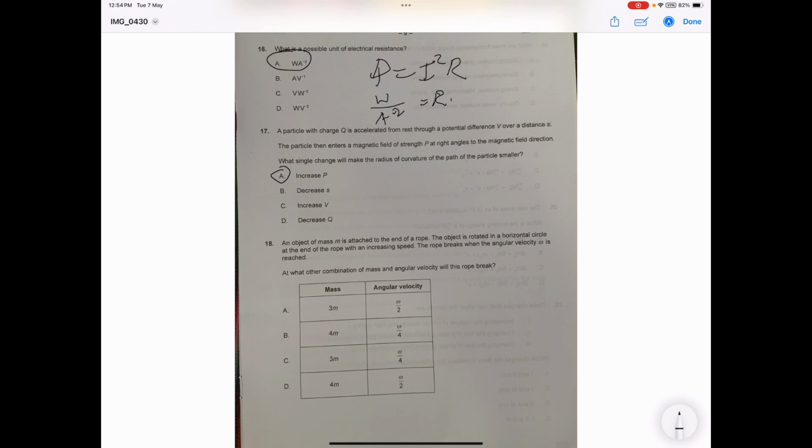This one, number 18, is about an object of mass m attached to the end of a rope. The object is rotated in a horizontal circle at the end of the rope with an increasing speed. The rope breaks when the angular velocity is reached. Okay, so for this, we must know that T is equal to m omega squared r. So when the rope breaks, the tension must be equal to m omega squared r. We just have to work our way through these different combinations of masses and angular velocity. Let's just look at D then. This is going to be 4m omega squared all over 2, all over 4 times r, so the 4 cancels, which means T is equal to m omega squared r, so the answer is D.